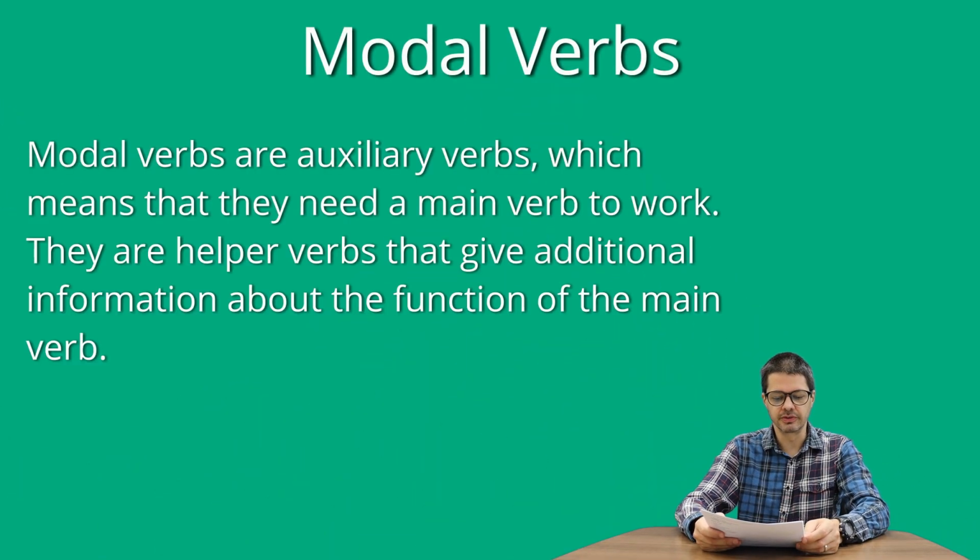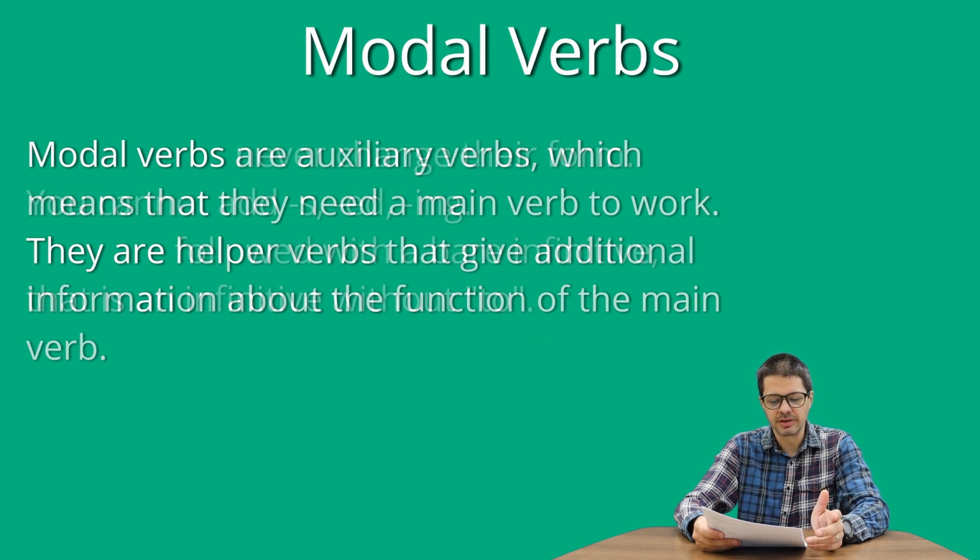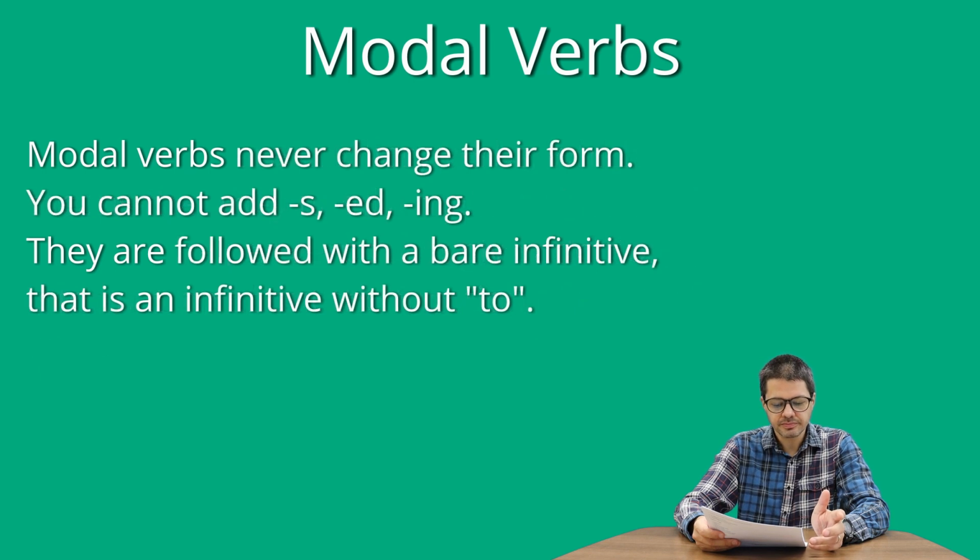What are modal verbs? Modal verbs are an auxiliary verb, which means that they actually need a main verb to work. They just help the verb out. And they behave strangely in English. The way they work is they give additional information about the function of the main verb. So, modal verbs never change their form. You can't add s, you can't add ed, you can't add ing. They're always followed with what's called a bare infinitive. That's an infinitive without to.